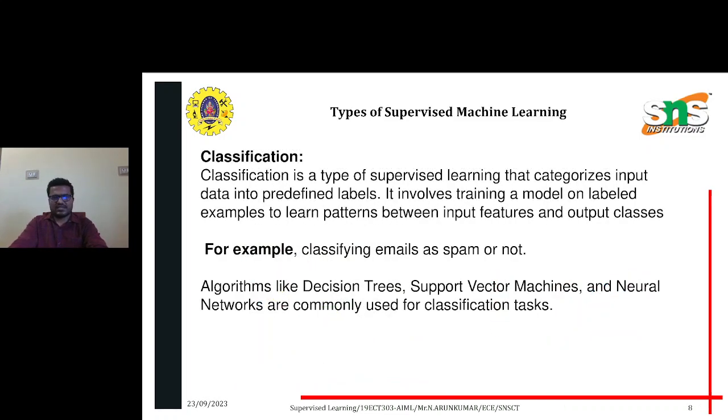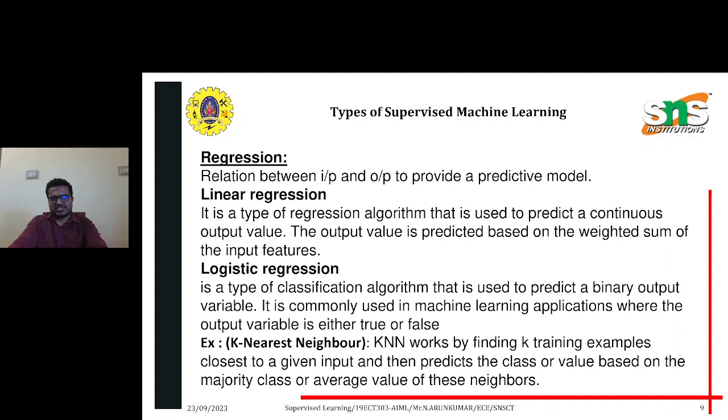And the next one is classification. Classification is used for a mail checking process, emails, spam or not. Those processes are explained by classification models. Decision tree, support vector machine, and neural networks are common algorithms used in classification models. The next one is regression. Regression is used to find the relationship between input and output, especially linear regression and logistic regression. Linear regression is a line model which can check whether the output value is the predicted one or not. The next one is logistic.